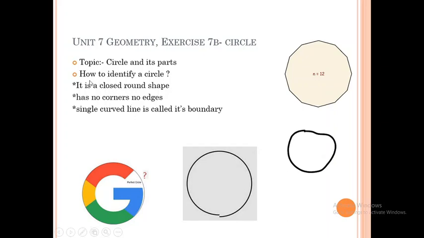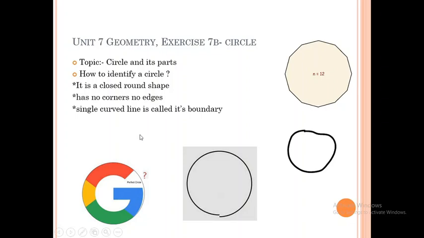So when you are going to identify a circle, you must keep in your mind that it is a closed round shape. It has no corner, as you have seen here. A single curved line forms its boundary, that forms a circular shape.